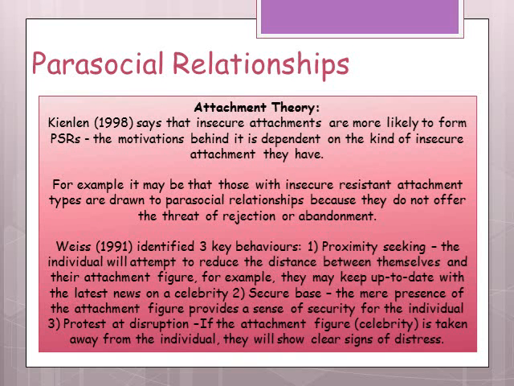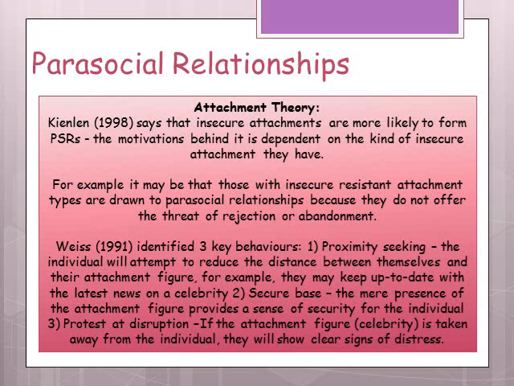Now, attachment theory could help explain why parasocial relationships develop, and it's believed that insecure attachments are more likely to form parasocial relationships, and the motivation behind it is dependent on the kind of insecure attachment type they have. So it's believed those who had an insecure resistant attachment are drawn to parasocial relationships because they don't offer the threat of rejection or abandonment.